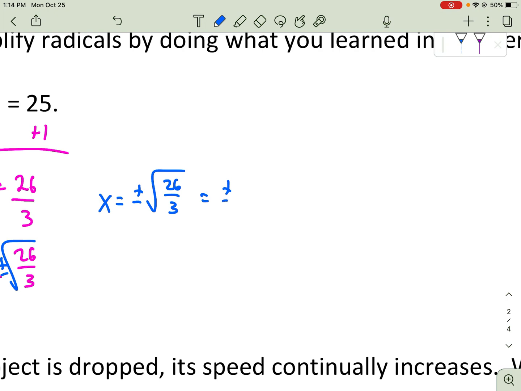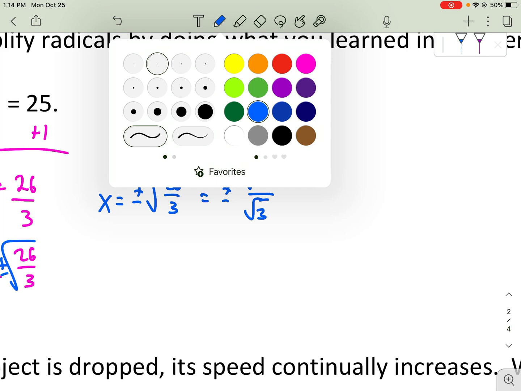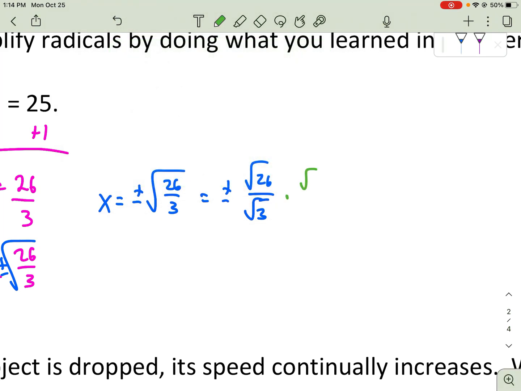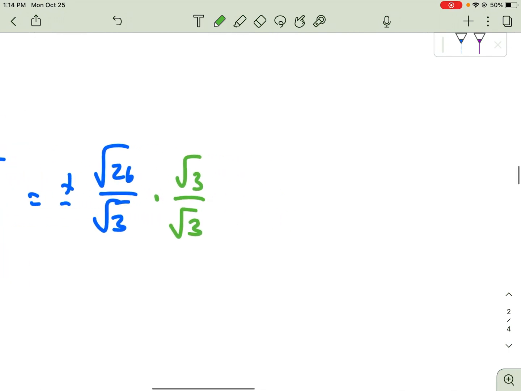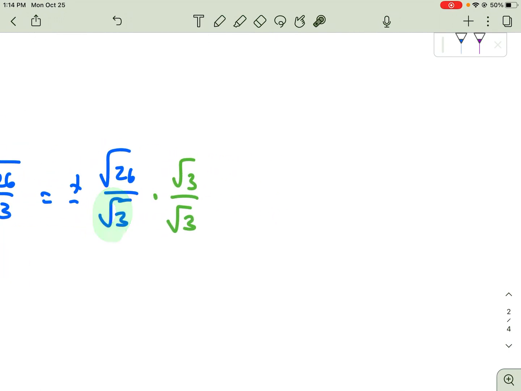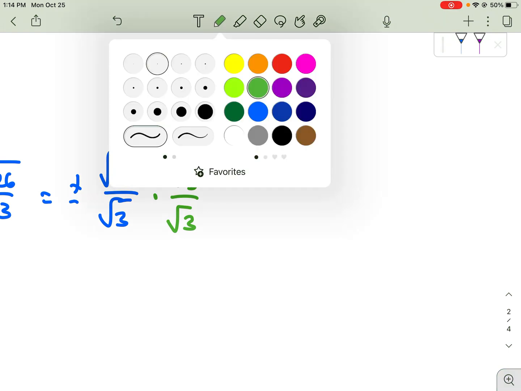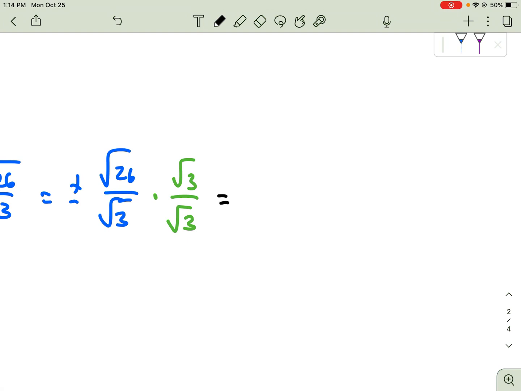Well, that's the same as plus or minus the square root of 26 over the square root of 3. So we have a square root on the bottom, which means we have to rationalize, which is what we just did. Multiply top and bottom by this bottom. And now you have square root of 26 times 3, over square root of 3 times square root of 3. And that is whatever 26 times 3 is, which is 78. So you get square root of 78 divided by 3. And it's all plus or minus because of this plus or minus right here.